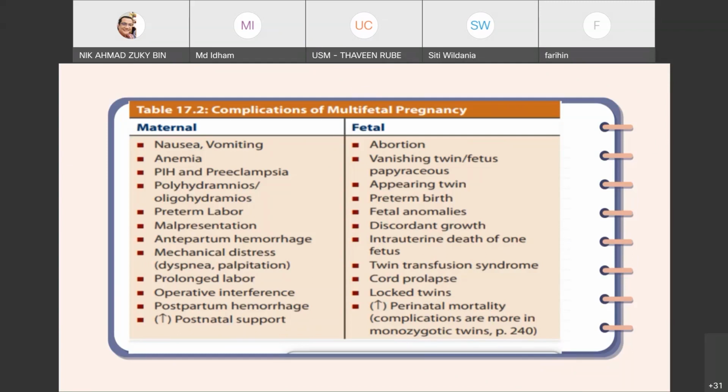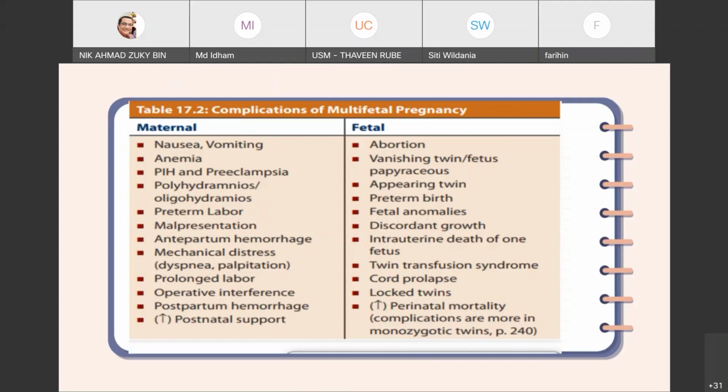Antepartum hemorrhage is quite common because of the larger placenta. And dyspnea and palpitation, of course, because of over-distension, cause more dyspnea and palpitation in the mother. Prolonged labor, yes, because sometimes malpresentation can cause a prolonged labor as well. Operative delivery is quite common. Postpartum hemorrhage is because of over-distension of the uterus.